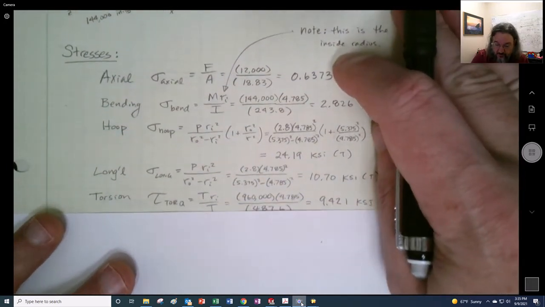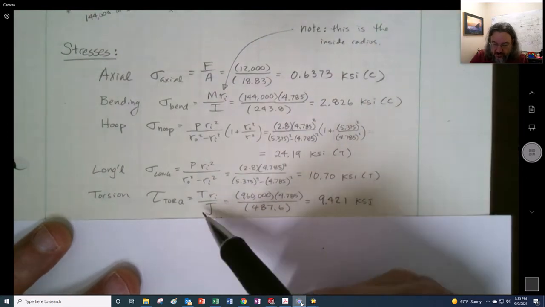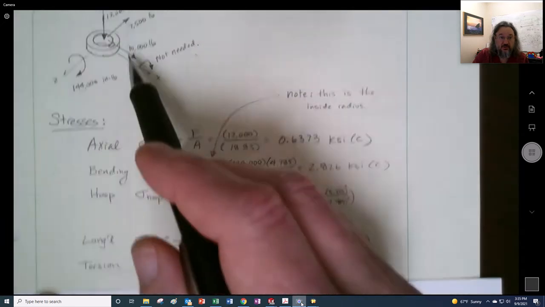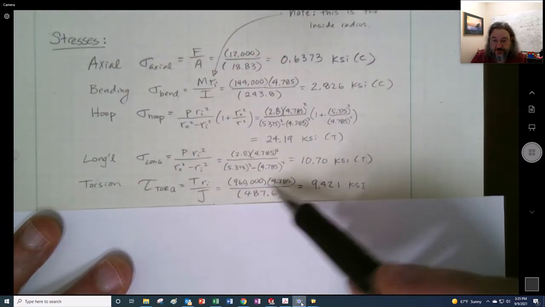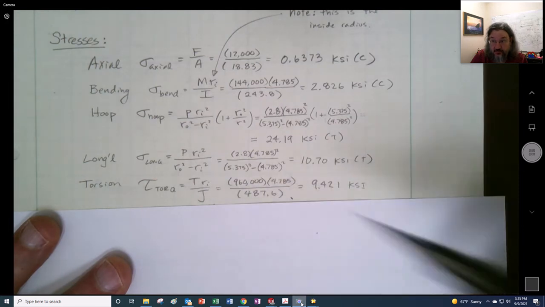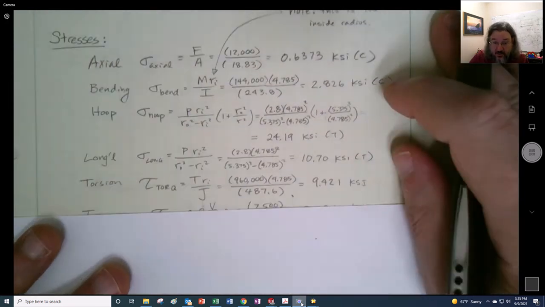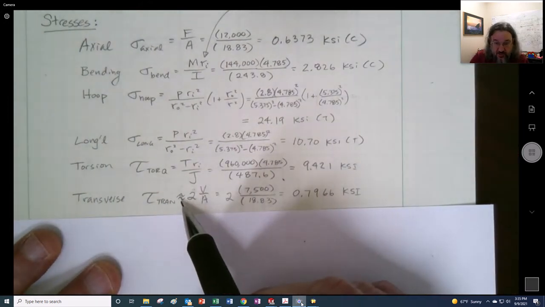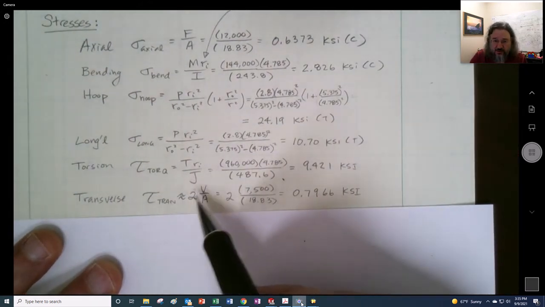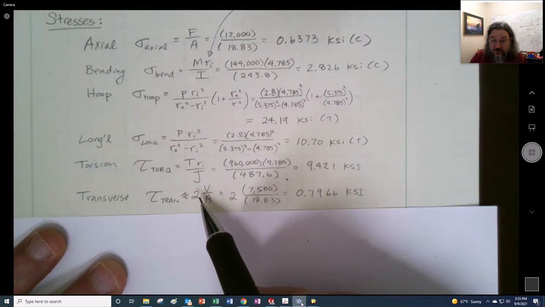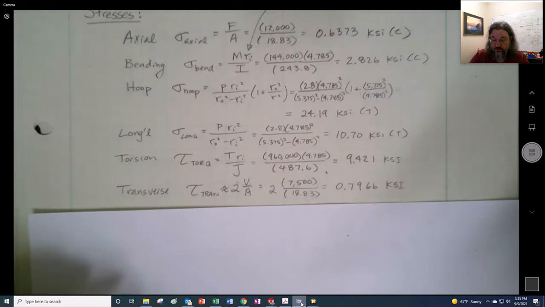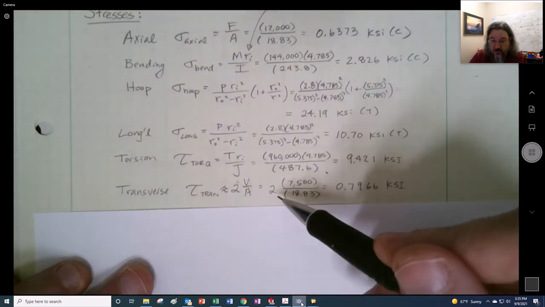All right, so here's some shears. We do torsion right there. Once again, that's the torque that's being placed onto the thing. That's this guy, and we use the inside radius again, because that's the exact location for us. And then the transverse shear, this is an approximation, so I put a little approximately equal to. And for a hollow cylinder, or a circle within a circle, that's 2 times V over A, which is where the maximum is.